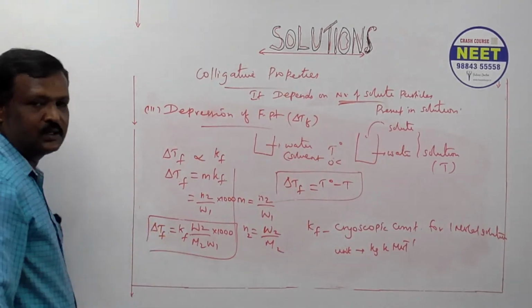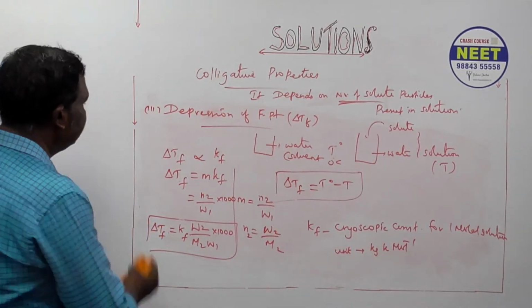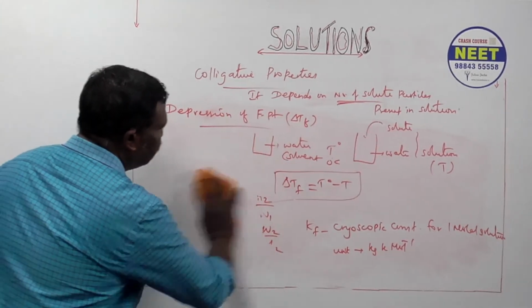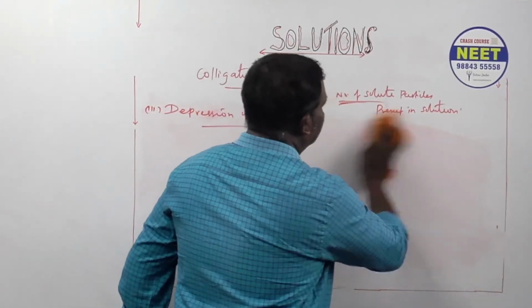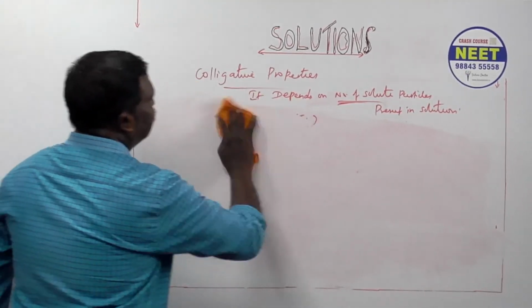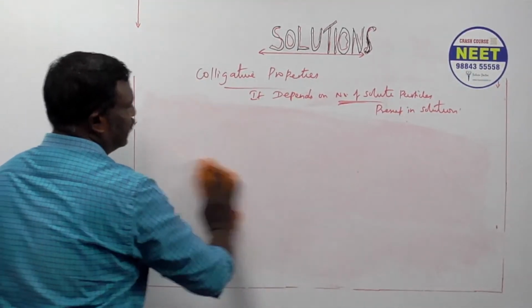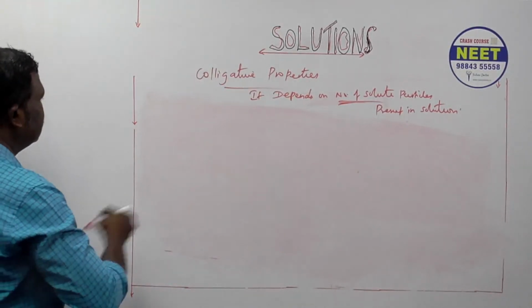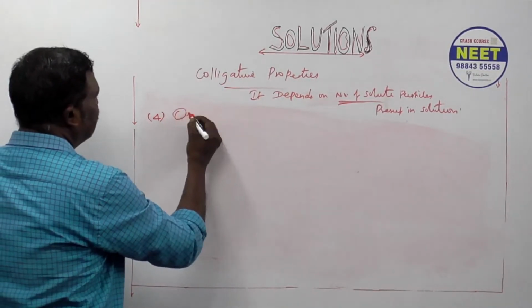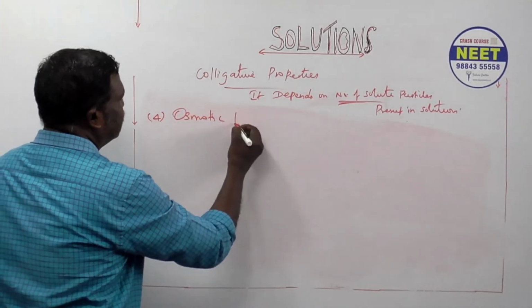Did you? Are you finished? Okay. Next one is what? What's it? The fourth one? Fourth one is osmotic pressure. Understood? Osmotic pressure.